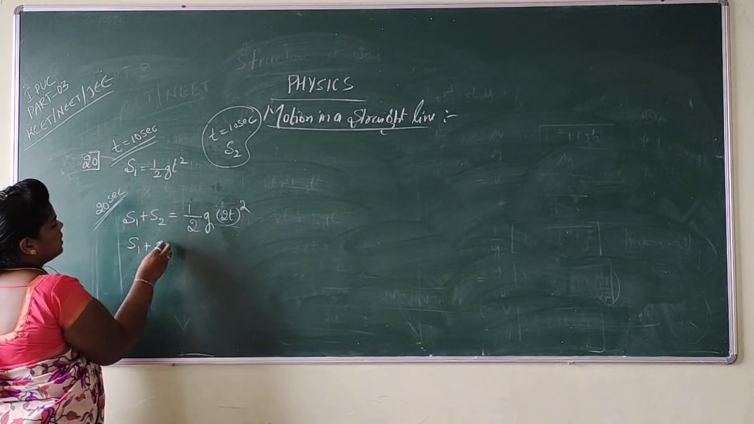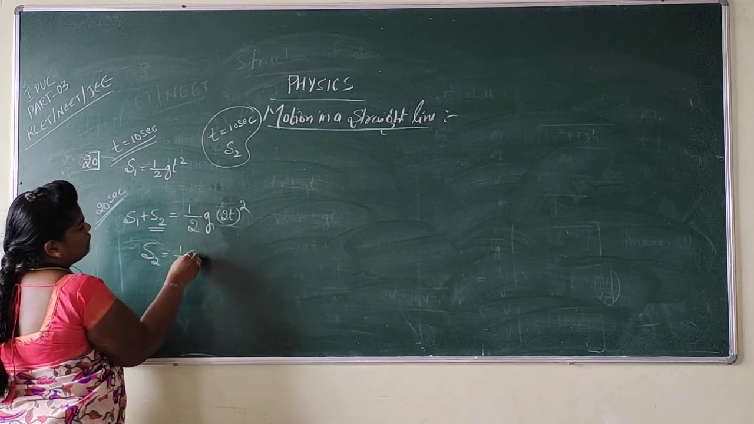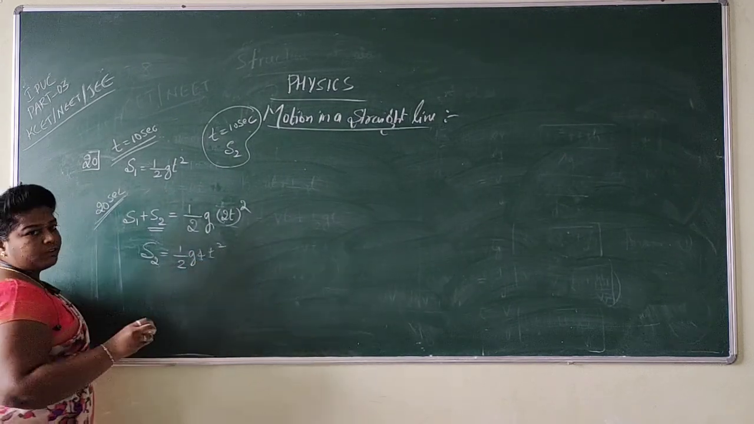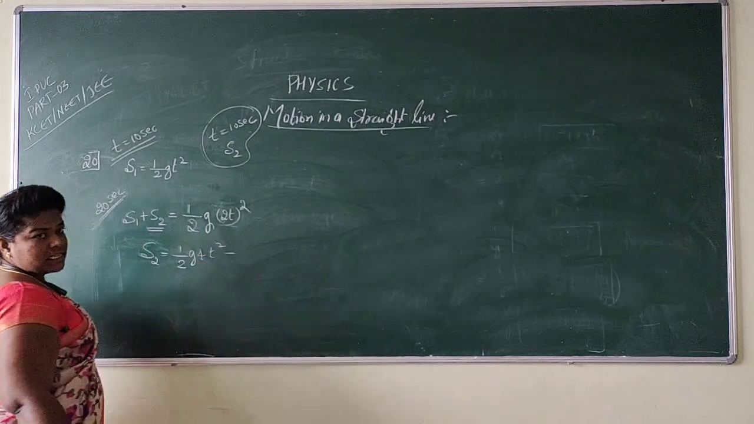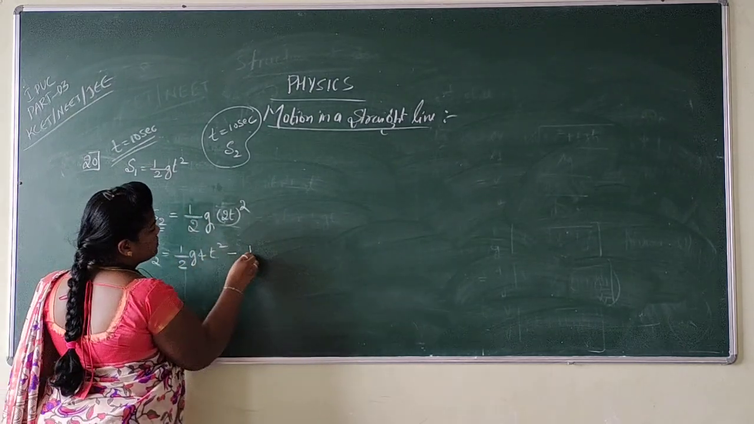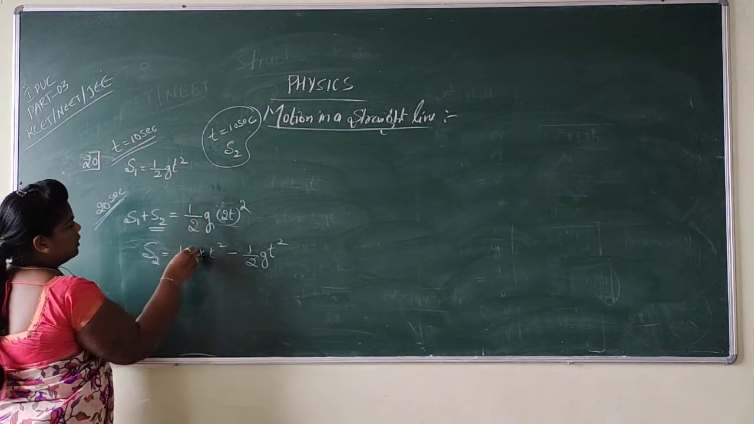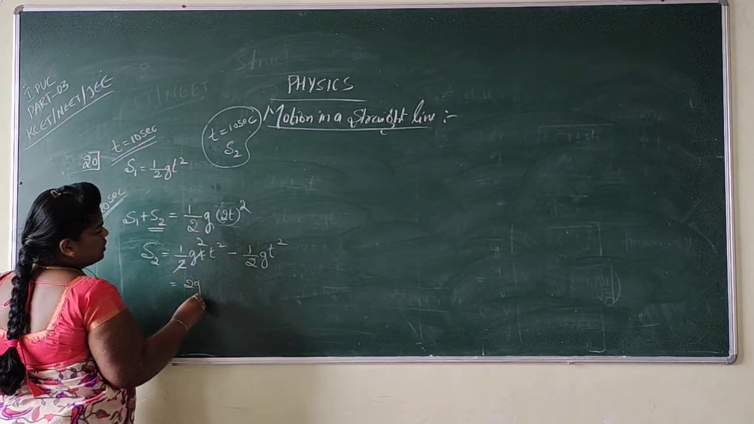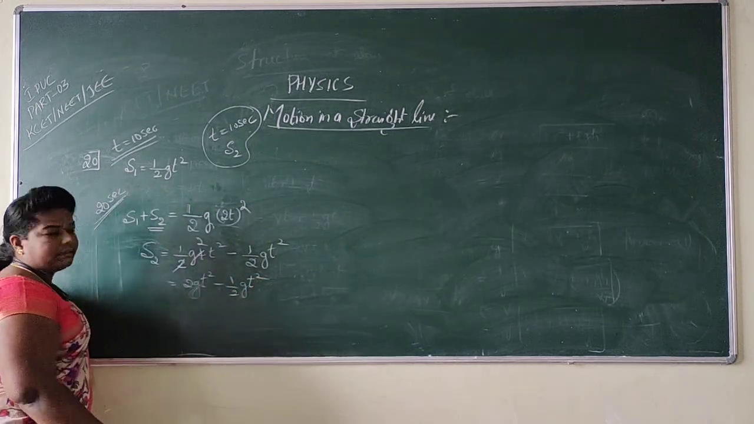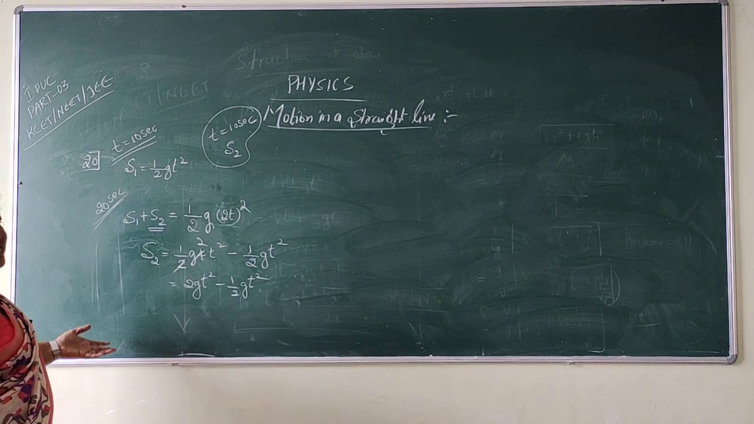S1 plus S2 is there. What do I need? I need S2. So S2 is equal to half g, 2T square, 2 2s are 4T square, minus here it is S1. What is S1? Half g t square. So half g t square, right? 2 1s are 2, 2 2s are 4. So it is 2g t square minus half g t square like that. See, we are doing nothing special, we are just substituting the values and solving it out.